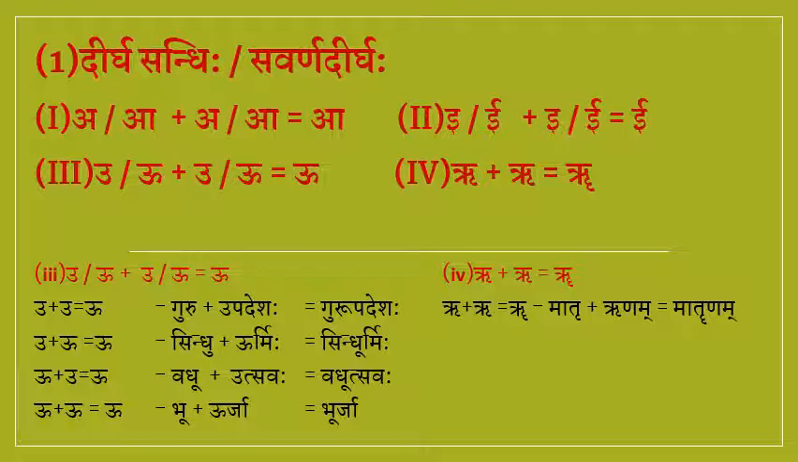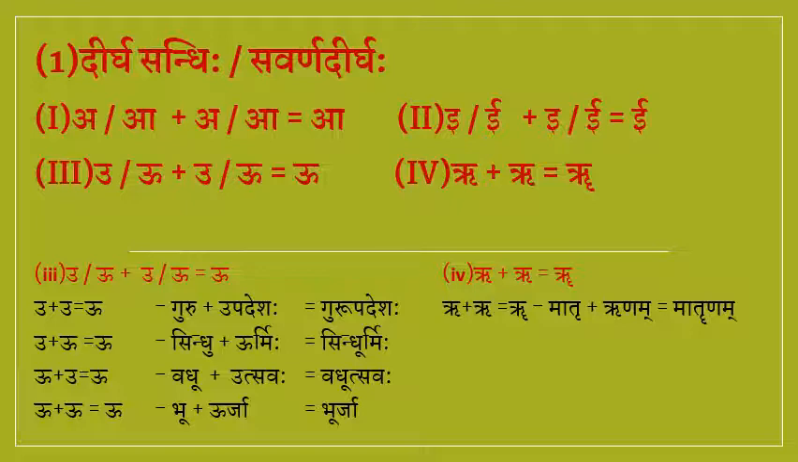Now the 4th combination has only one. Either the first word ends with r or the second begins with r, and then it gives the long form r. For example, Matru plus Runam. In that, the first word ends with r and the second word begins with r. So the long form r becomes, Matrunam. So these 4 combinations come under the Dirgha Sandhihi.